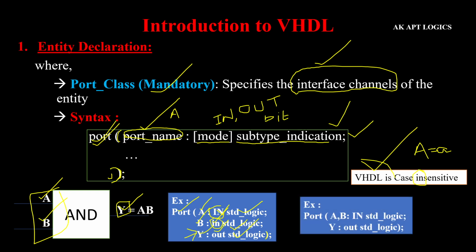Next, second example, A comma B, you can also declare like this. A and B are both inputs, so instead of taking two lines, you can simply put a comma in between them: A, B : in std_logic; Y : out std_logic. You can also give it like this. But you shouldn't give it like this: A, B, Y : in, out. You shouldn't give it like that. Remember this point.